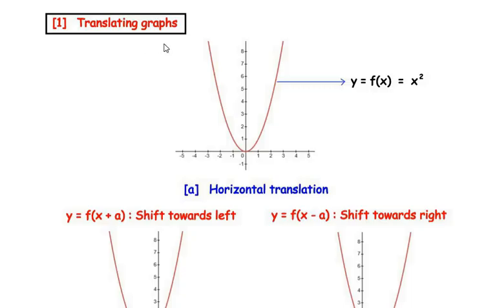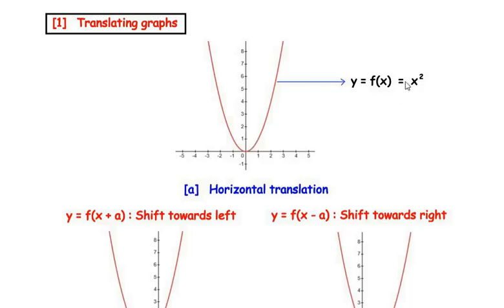So under the translations, either we can move the given graph to the left or to the right, or upwards or downwards. So here we have considered a function given as y is equal to f of x is equal to x square. So this is the original graph, or this can be called as a parent graph as well.